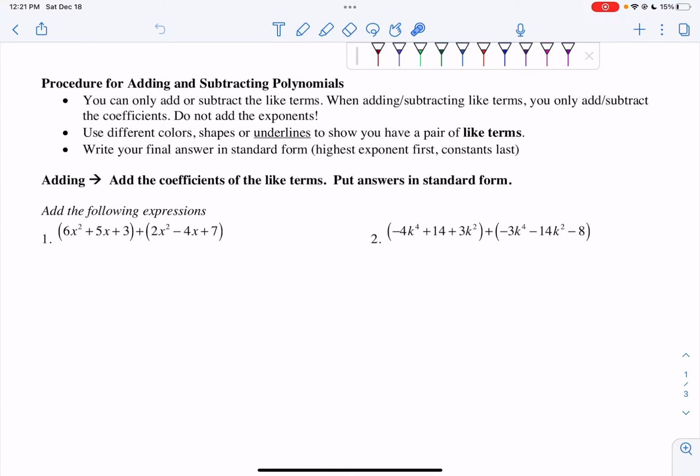Use different colors, shapes, or underlines to show that you have a pair of like terms. You're going to see me color code everything today. And then write your final answer in standard form. Highest exponent first, constants last. So when you're adding polynomial expressions, these are the easiest. You add the coefficients and then put your answers in standard form.